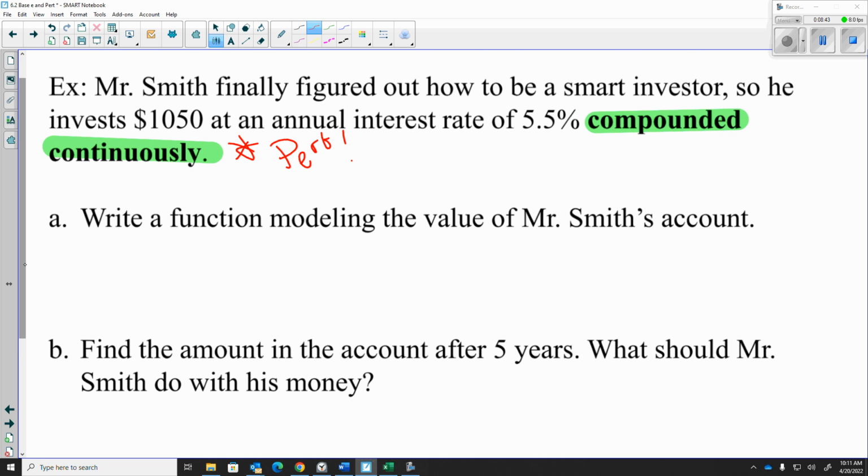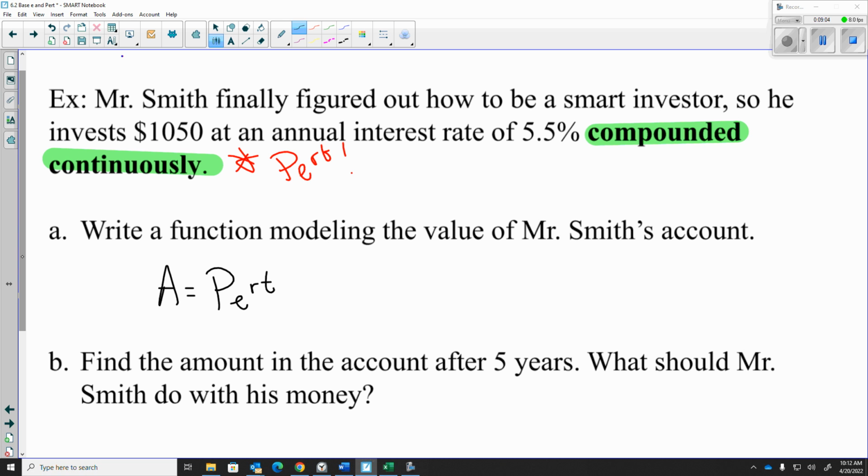So I got to write an equation here. Write a function to model the value. Well, again, we just keep E. All right, so we need to go find all our pieces just like yesterday. We need an initial. We need a rate. Do we have any of that? Yeah, we have some of them.